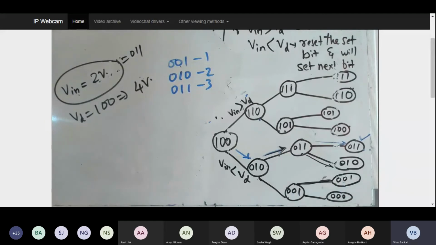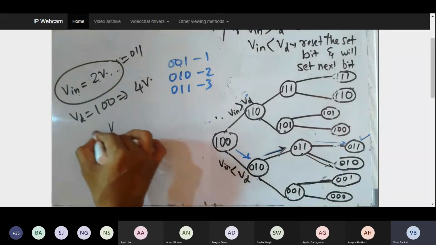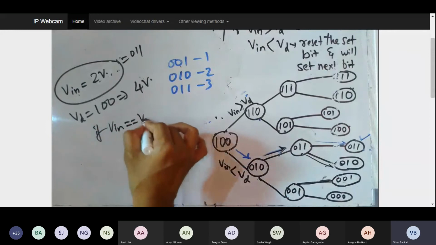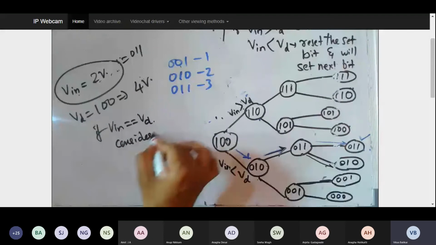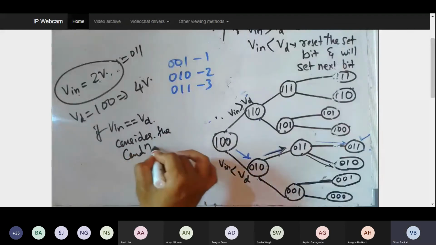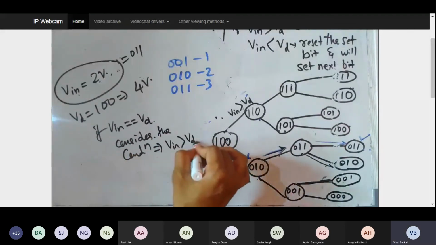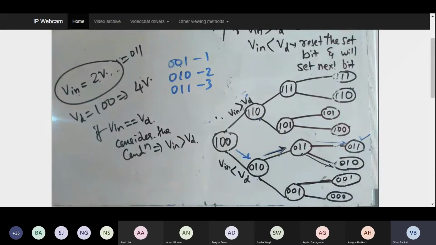Hence, while comparing, even if the input is equal to Vd, it is going to choose the path of the input greater than Vd condition. So even if Vin is equal to Vd, it is going to consider the condition as Vin greater than Vd. That's how the SAR logic is built. So that's about your successive approximation based A to D conversion. Next we are going to talk about the following.